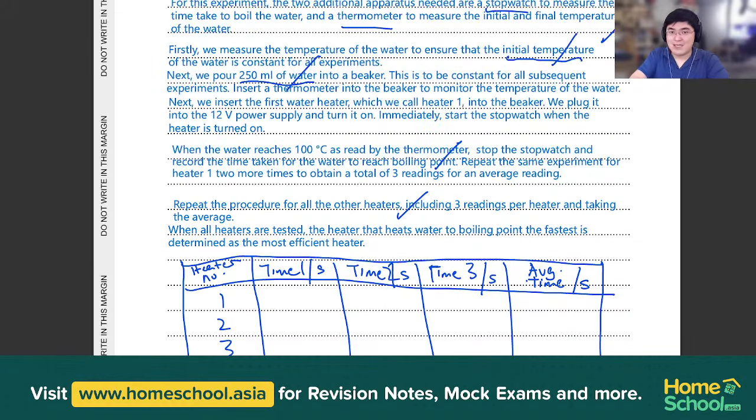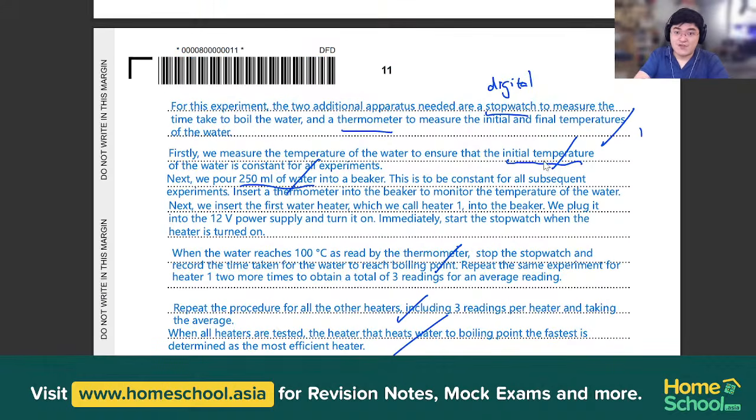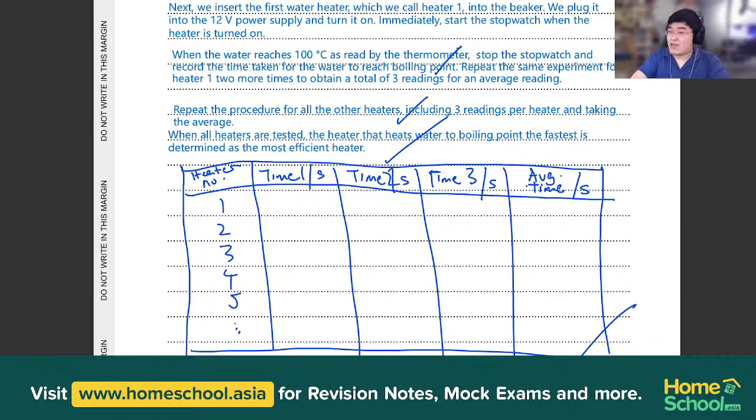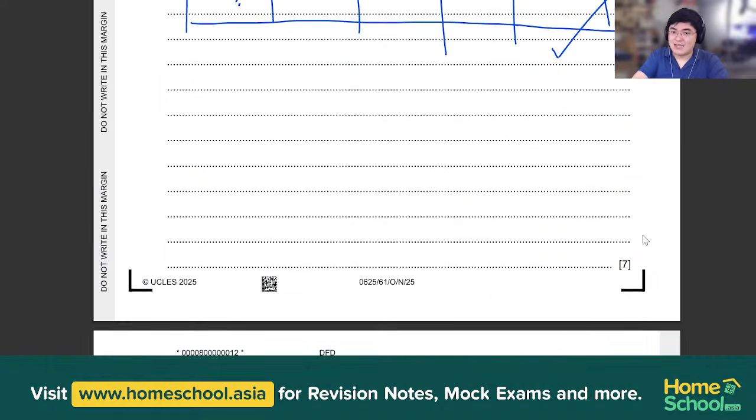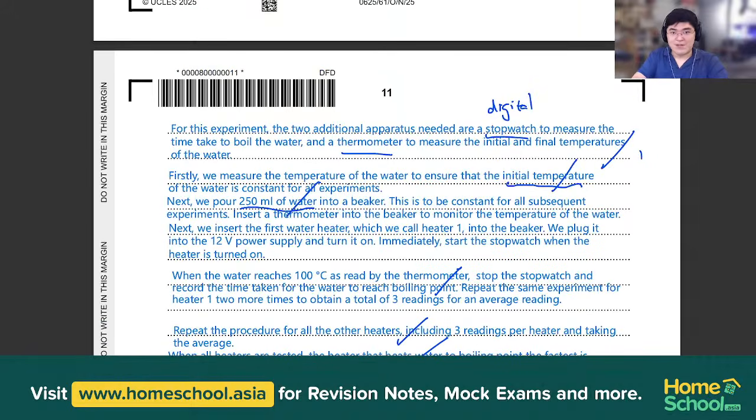And last but not least, you get 1 mark to draw a proper conclusion. The conclusion over here is that when the waters are heated, the heater that heats water to the boiling point the fastest is the most efficient heater. This is a correct conclusion. With that, you get 1, 2, 3, 4, 5, 6, 7 marks in total. And that is how you score full marks for question 4.